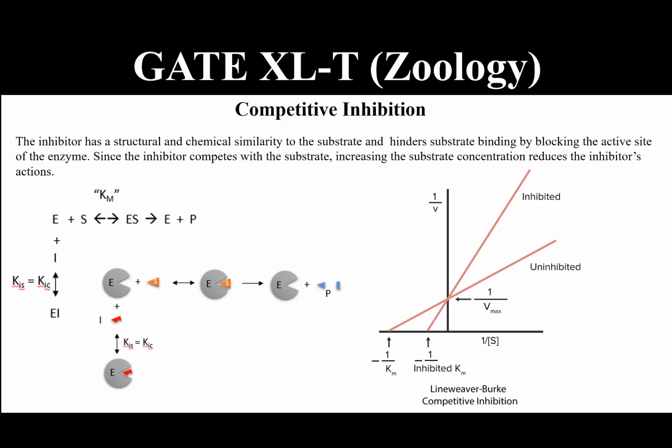Now to understand this enzyme kinetics, we can look at this graph here. Because the inhibitor and the substrate are competing for the same active site, there is no change in the Vmax of the enzyme. However, the substrate affinity of the enzyme goes down, which we can see by the increase in the value of -1 by Km, or the decrease in the value of Km.